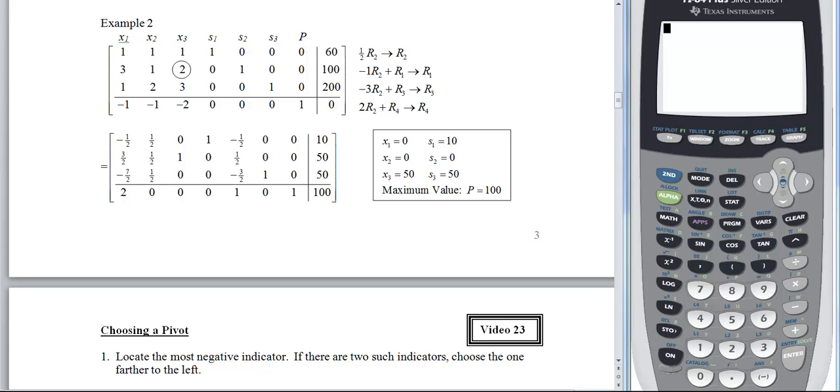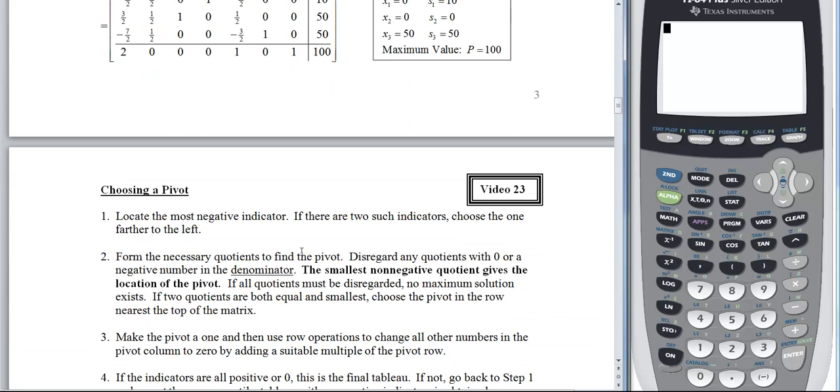In this video, we're going to learn how to choose a pivot. In the very last video, we had a pivot given, and we had to make that a 1 and everything else in the column 0, but normally we find our own pivot. So that's what video 23 is about.